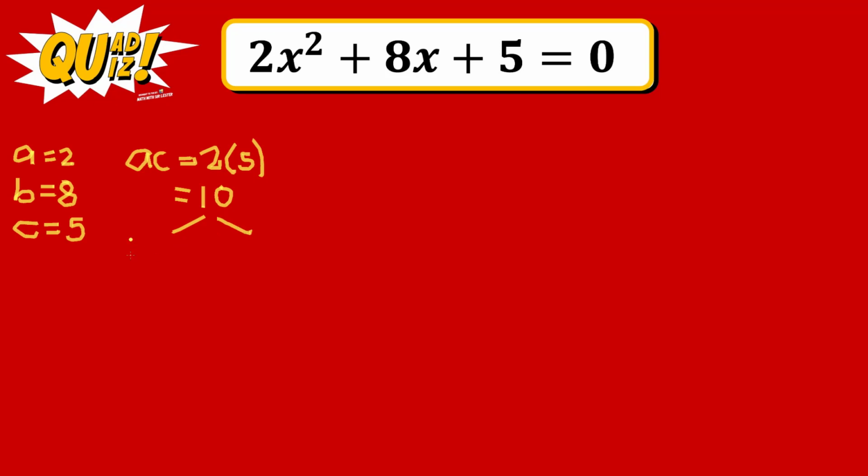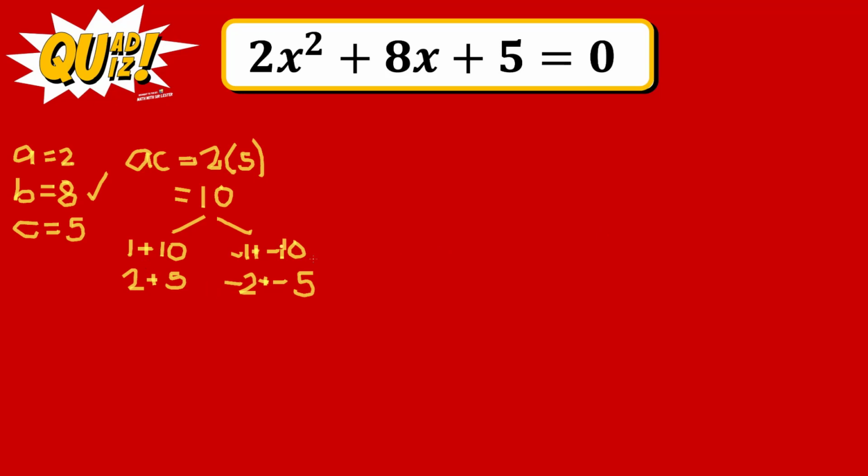10 can be obtained using 1 times 10 and 2 times 5, including the negatives: negative 1 times negative 10, as well as negative 2 and negative 5. Using these 4 pairs of factors, which will result to 10 when multiplied by their partner, let us see if we could add them, and if there is a pair that will allow us to return to our B coefficient. If there is a pair, then we can use factoring.